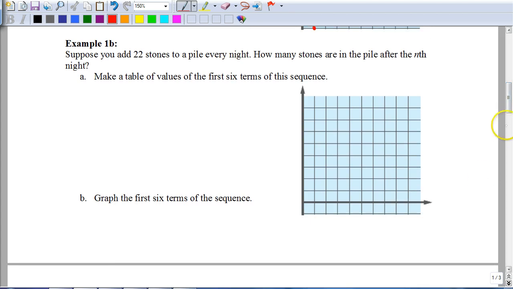Now this one puts it in terms of words. We don't have the recursive formula here. They just give it to us in words. But I want you to try this one on your own.